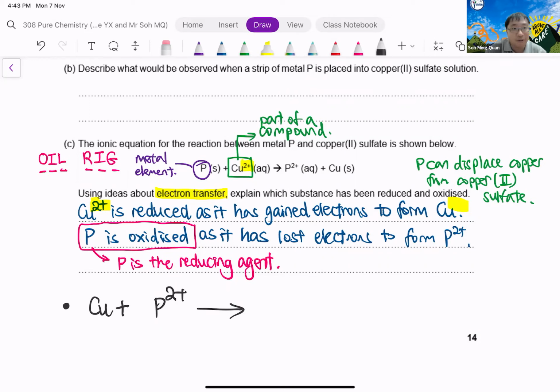Okay, Audric, will any reaction happen? No, the equation remain the same. Oh, so nothing happened, right? No reaction.